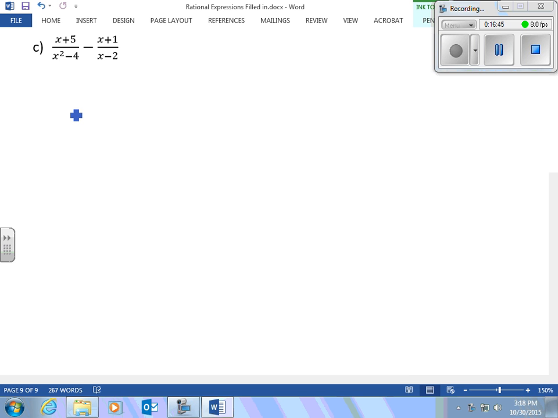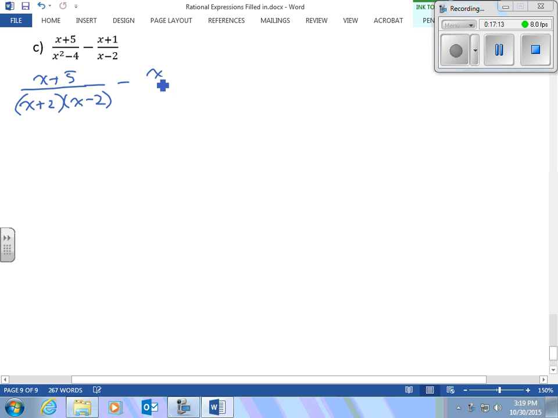Okay, here I'm subtracting, and I want to be careful here to factor first because I want to find my lowest common denominator. So I've got x plus 5 over x plus 2 times x minus 2. Notice that I'm not pausing here too much to do the factoring. Factoring needs to be a fairly strong skill at this point. And I'm subtracting x plus 1 over x minus 2. This one, the denominator doesn't factor any further.